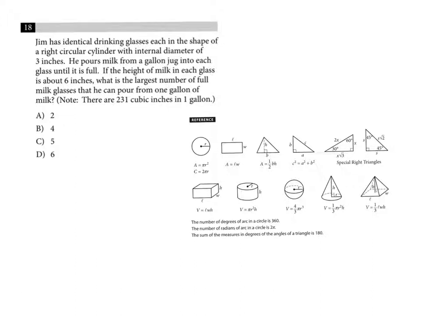Problem 18, Jim has identical drinking glasses, each in the shape of a right circular cylinder. So here's my right circular cylinder. And it says the internal diameter is 3 inches. He pours milk from a gallon jug into each glass until it's full. The height of the milk in each glass is about 6 inches. What is the largest number of full milk glasses he can pour from a 1-gallon jug of milk?